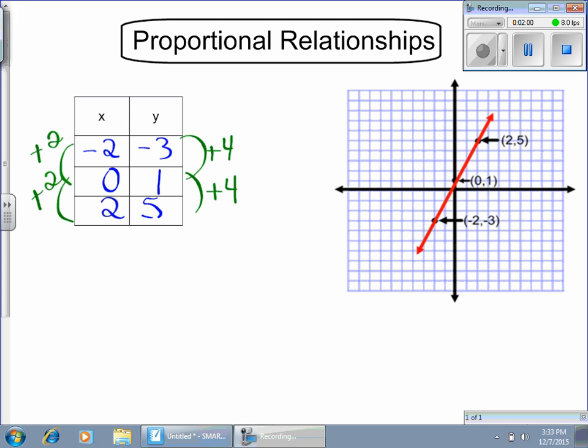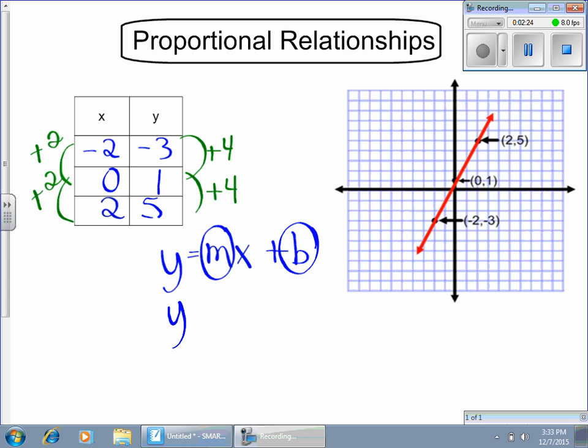I am now going to write an equation for this line. The formula is y equals mx plus b, where m is my rate of change and b is my y-intercept. So I know that my rate of change is 2. So I'm going to start by filling it in. Y equals 2x plus, I wonder what my y-intercept is.